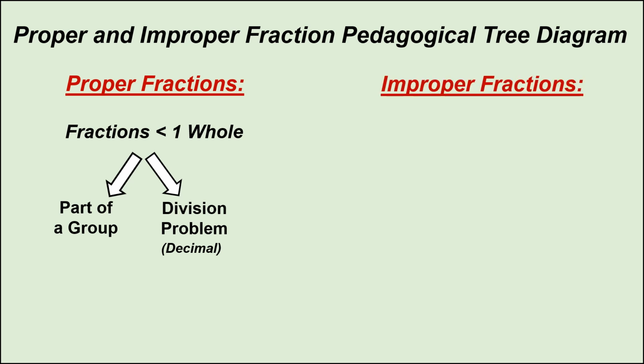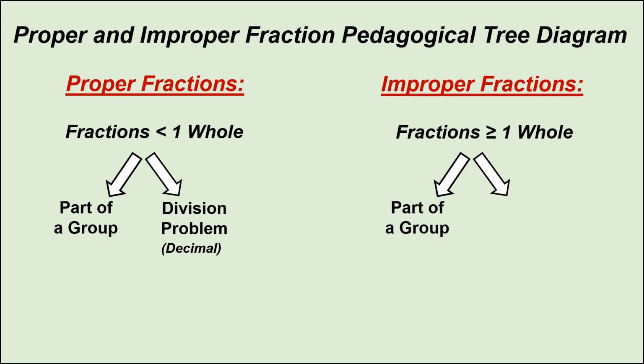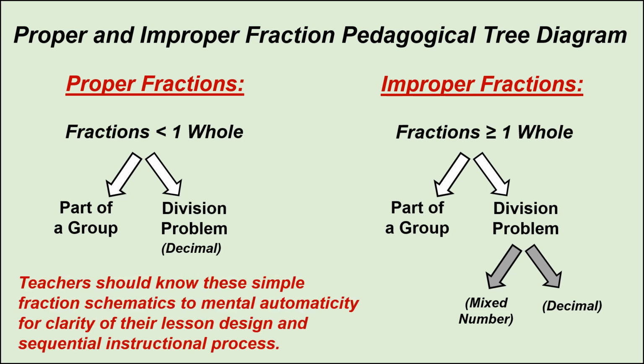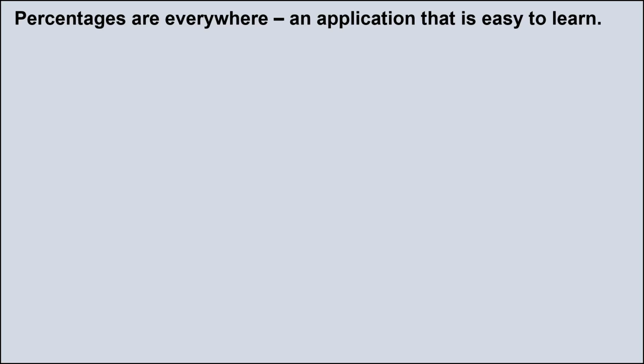Second, improper fractions. In this case, fractions are always greater than or equal to 1 whole. As with proper fractions, there are 2 representations. An improper fraction can be represented by part of a group. An improper fraction can also be represented by a division problem. But it gets a little bit more complicated since the division process can yield either a mixed number or a decimal solution. Teachers should know these simple fraction schematics to mental automaticity for clarity of their lesson design and sequential instructional process.